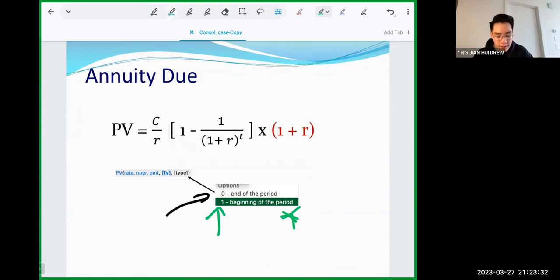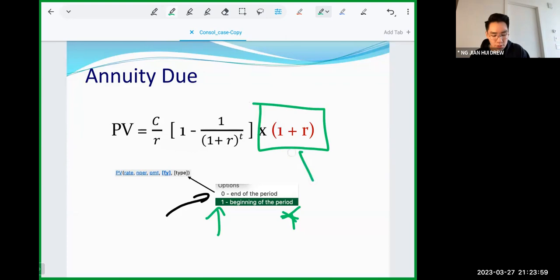So what do we do? In terms of Excel, we just put 1. It's quite easy. But in terms of formulas, in order to convert an ordinary annuity to an annuity due, we just need to multiply it by 1 plus R. And that's all. We just need to multiply. So that's to convert it from ordinary annuity to annuity due.